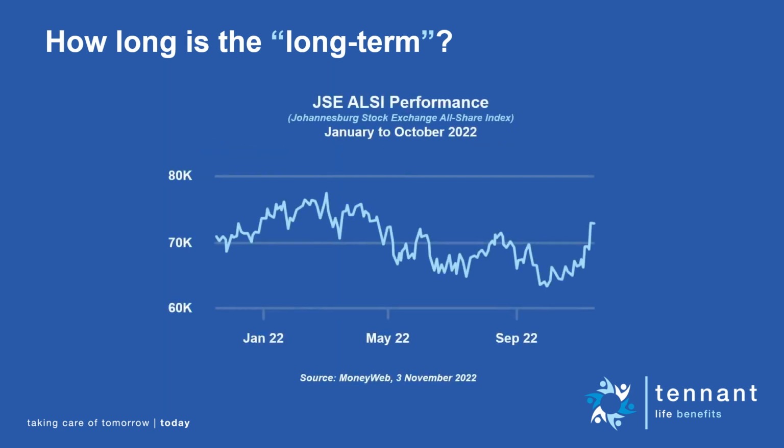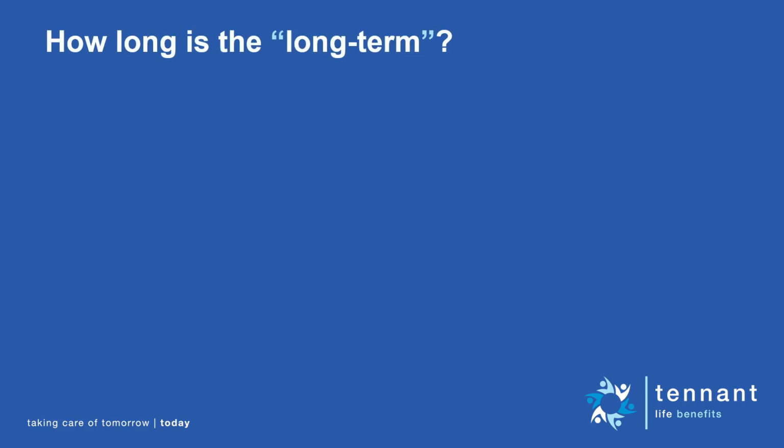Consider this graph of the JSE All Share performance for January to October 2022. If you focus on the short-term return, for example September 2022, you will note a low return. In addition to that, the returns had been low for most of that year. Then note the sharp recovery in October 2022. This shows how quickly things change in the short term. Now let's consider the long term.